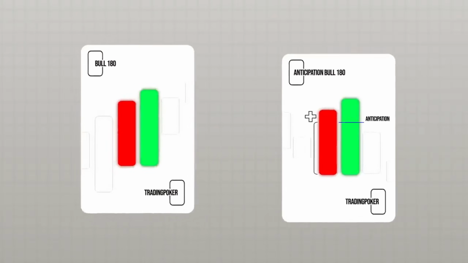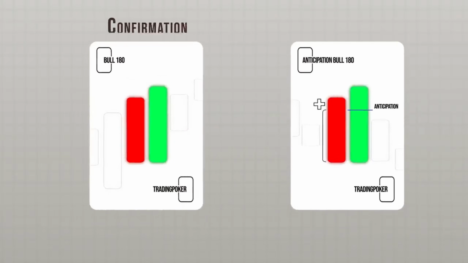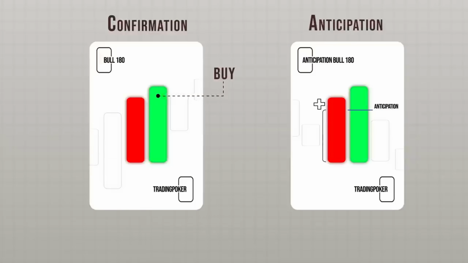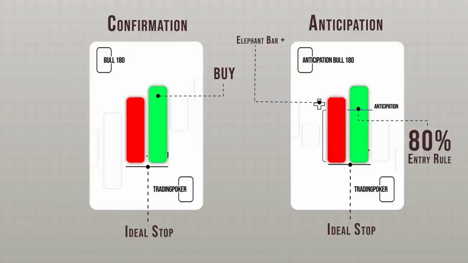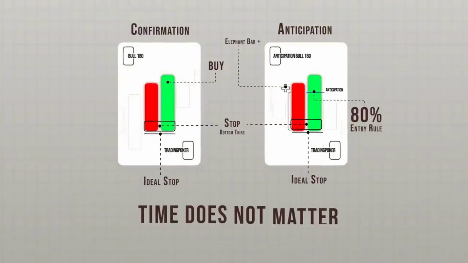Now that we know the two different types, the confirmation Bull 180 is on the left, where you're buying above the high. The anticipation Bull 180, you're buying 80% up into the red elephant bar. We know that the most ideal stop is below both bars. If we can't, at least we need to be in the bottom portion. We know that time does not matter when it comes to this play. As soon as you cross the high, you're in.